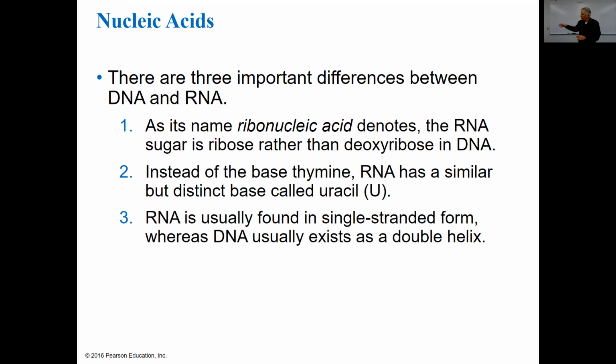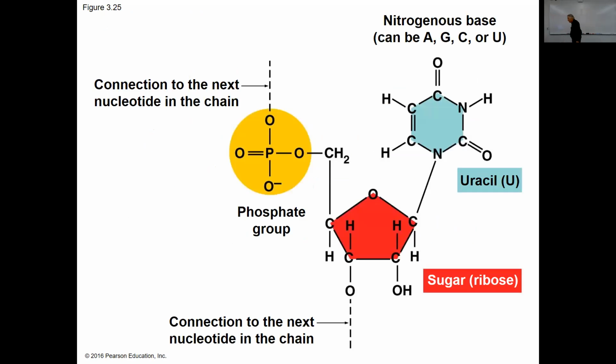So it says RNA is usually single-stranded. Sometimes it's double-stranded. In some forms of RNA, it's double-stranded. If it is, then A doesn't bind with T anymore. A binds with U. So it's AU. So there's an RNA nucleotide with ribose and uracil, a different base. All the phosphate groups are exactly the same.